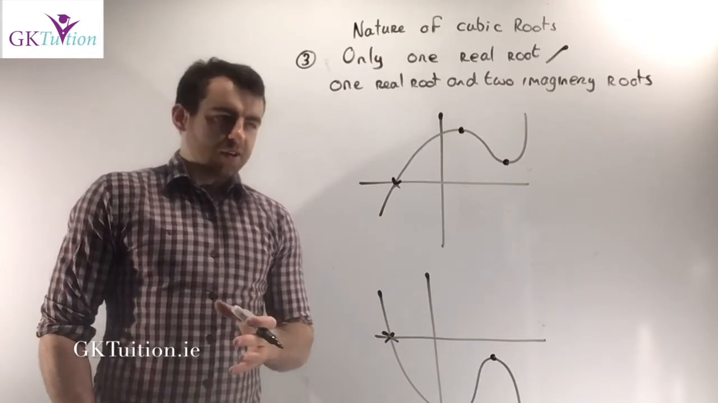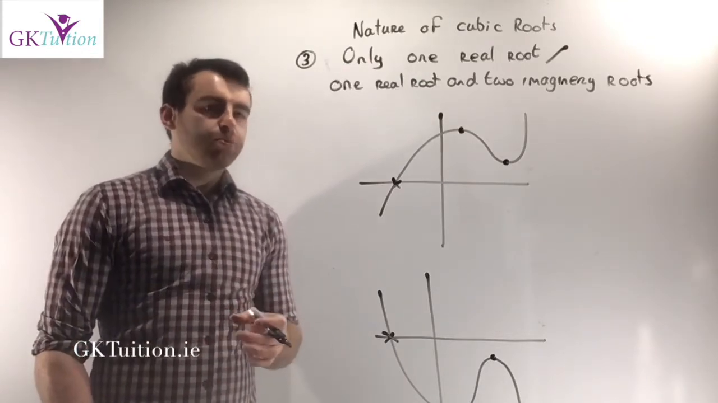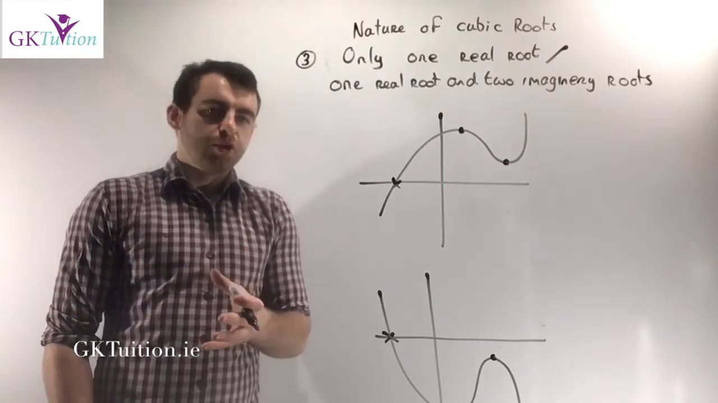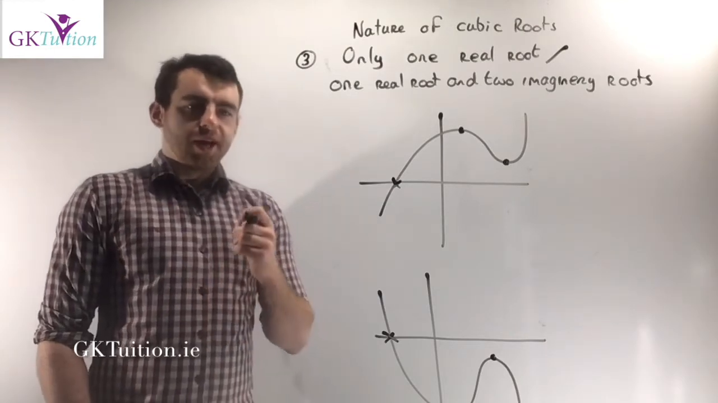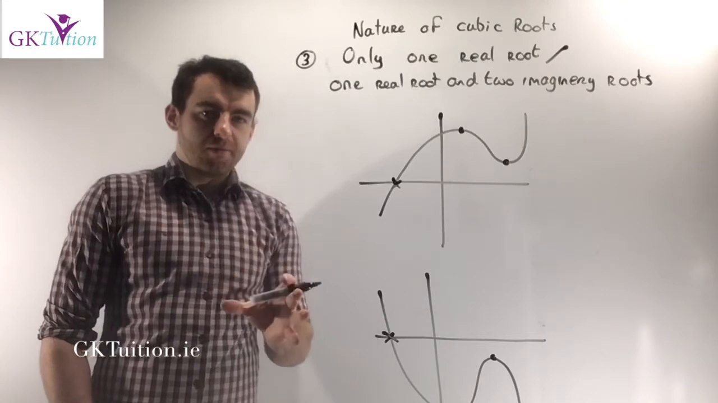What we need to do in this video is figure out, if you're given a cubic, how can you prove that a cubic only has 1 real root? Or how can you prove that a cubic has 3 real roots? And all of the theory, we've already actually covered all of the maths for this.